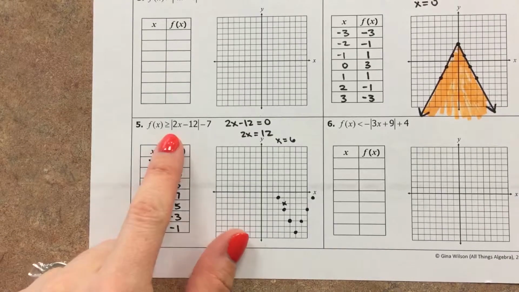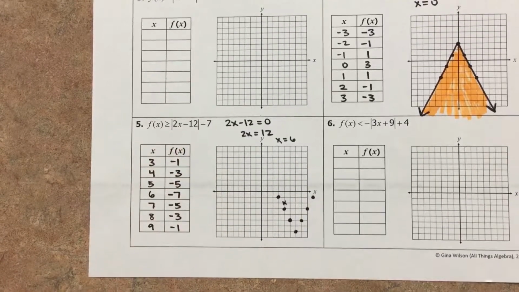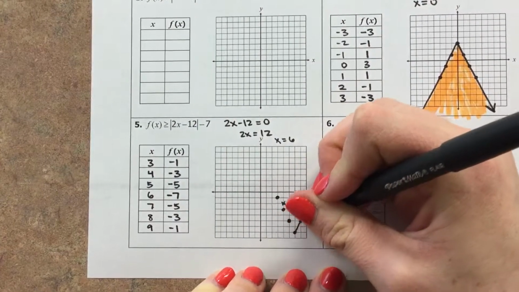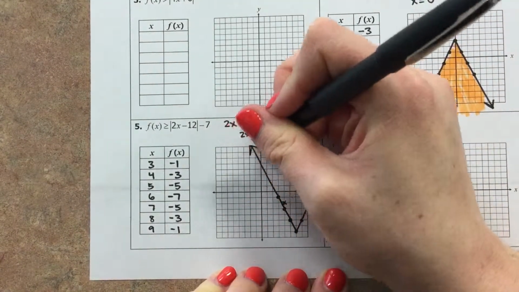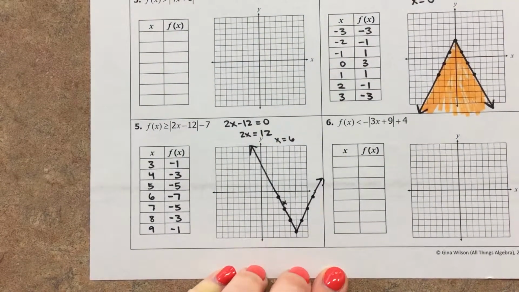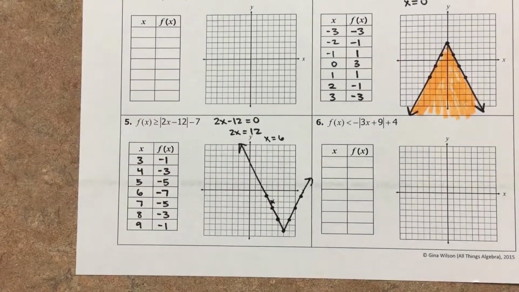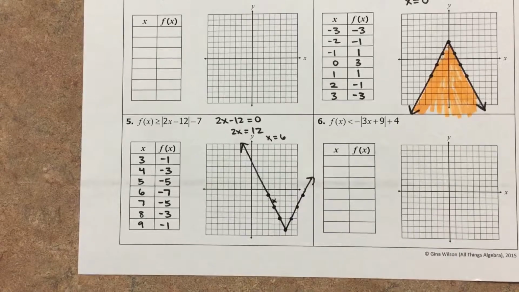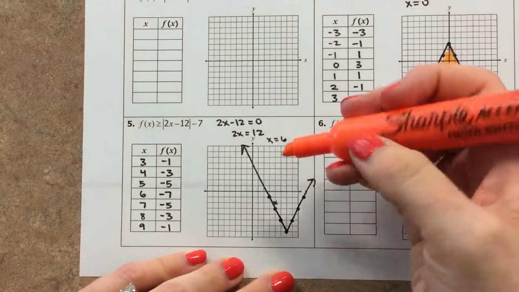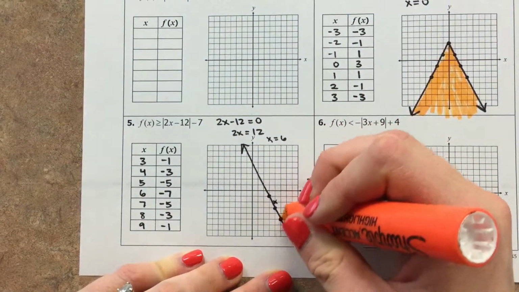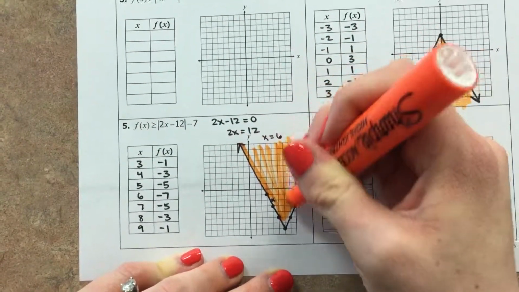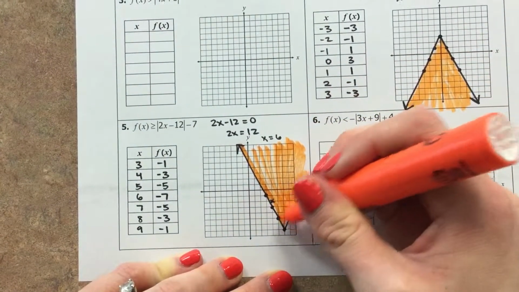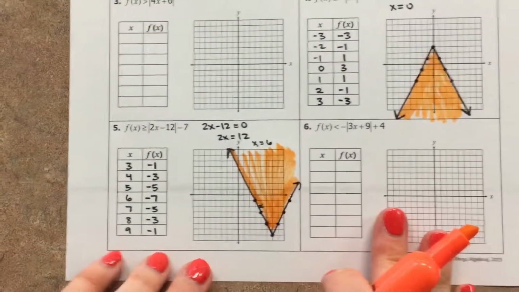Last thing, we've got greater than or equal to. So greater than or equal to means it's a solid line. And then greater than means we shade above. So from where the vertex is, if you go up above that, you end up kind of inside that shape. So it looks like this. All right, so that's what the inequalities look like.